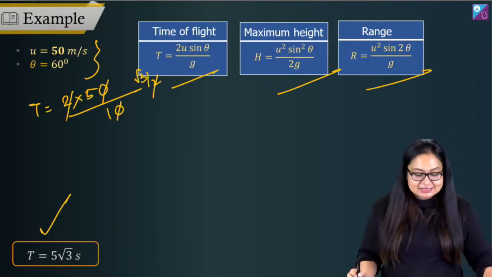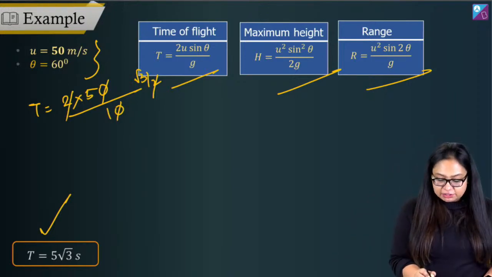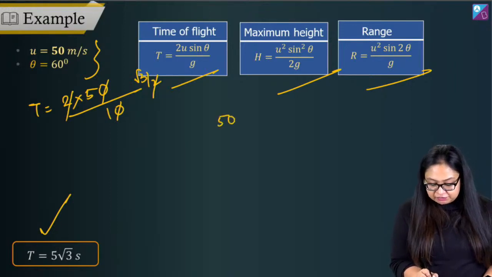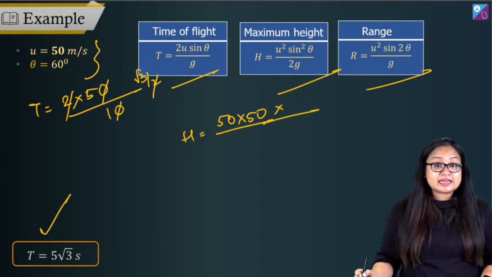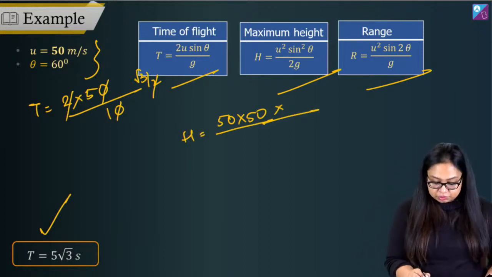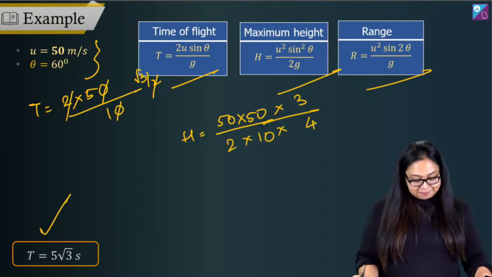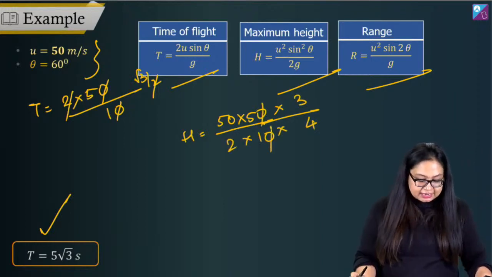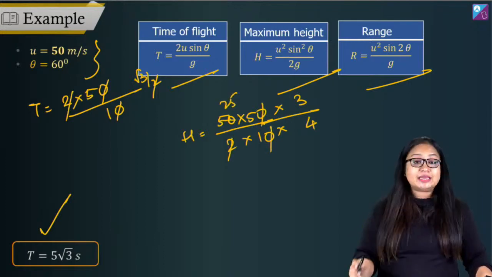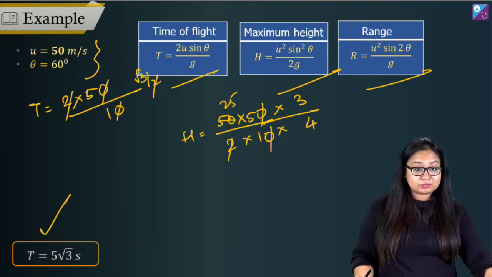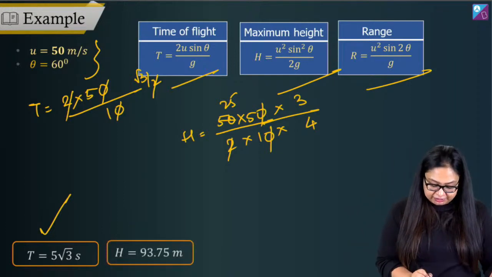Maximum height will be u square sine square theta by 2g. Again, just apply the formula, right? So maximum height will be u square, which is 50 into 50, sine square theta. Sine theta is root 3 by 2, sine square theta is 3 by 4. So 3 by 4, 2g, 2 into 10. This gets cancelled out, and then we've got 50 divided by 2, which is 25. So here we've got 25 into 3 by 4, 75 by 4. All right, 75 by 4 is the answer over here.